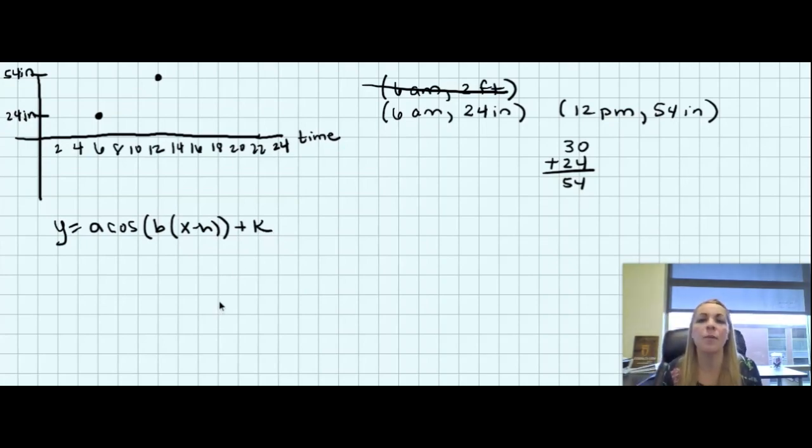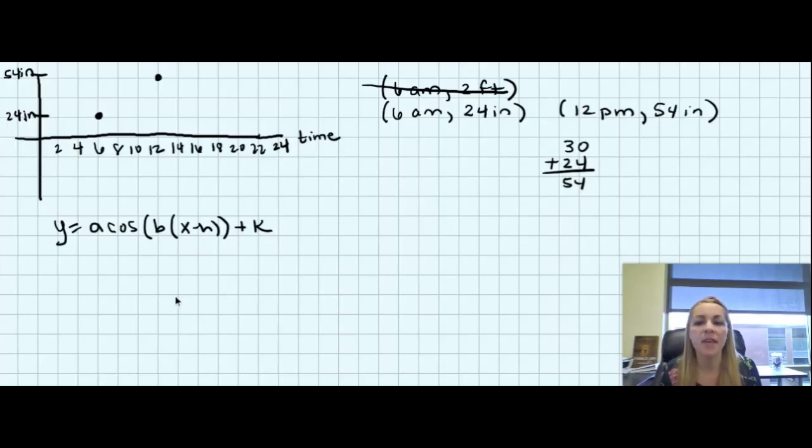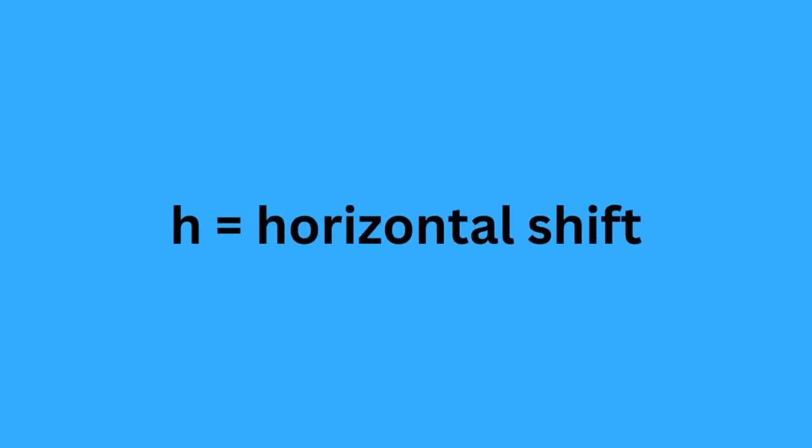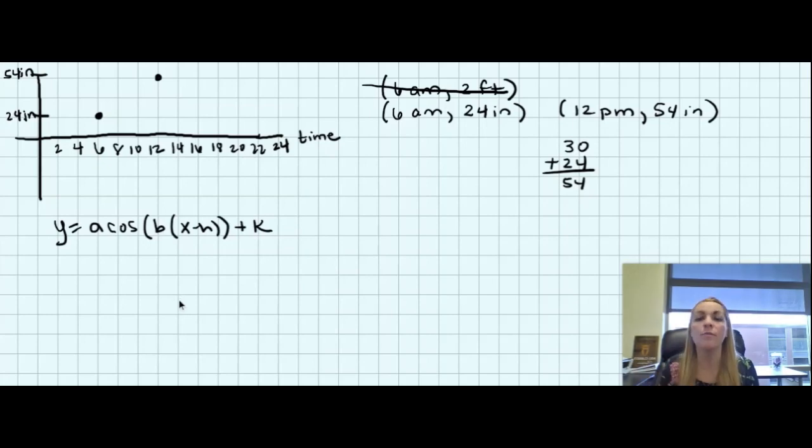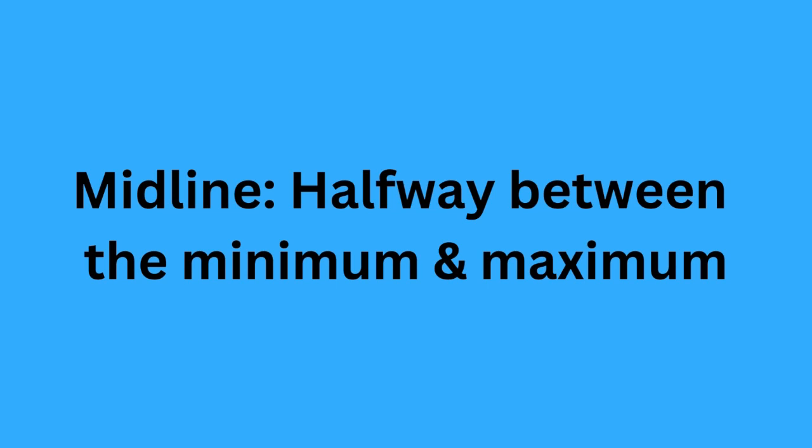The A represents the amplitude, or the vertical stretch from the midline. B represents the number of cycles in 2 pi. H is your horizontal shift, and K is where the midline is, so that vertical movement of the midline. And recall that the midline is the halfway point between the maximum and the minimum.